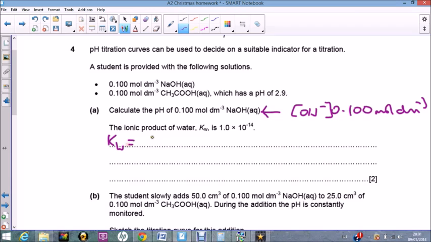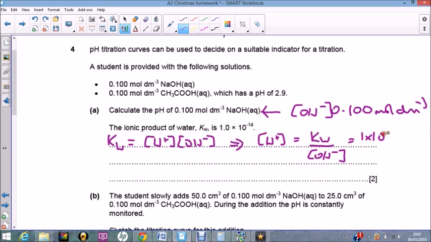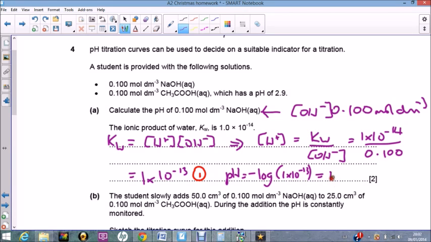We know the Kw expression is this, and we can rearrange that to give us H plus. Substitute in the numbers. Okay, that number will be our first mark, so we've calculated the concentration of H plus, that's in moles per decimeter, and then we're going to calculate the pH, so we're going to use minus log, and the pH is 13, and that'll be the second mark.